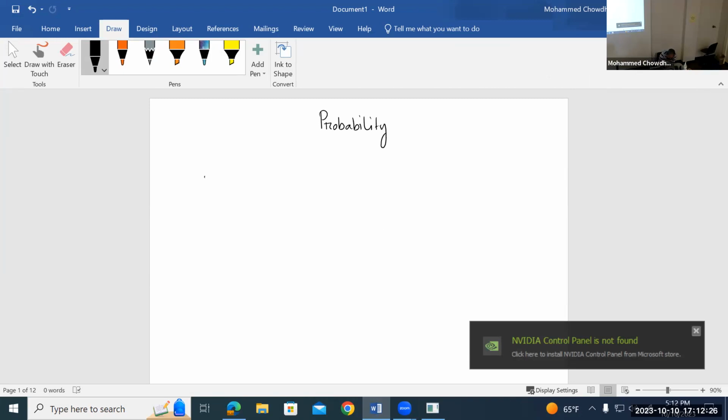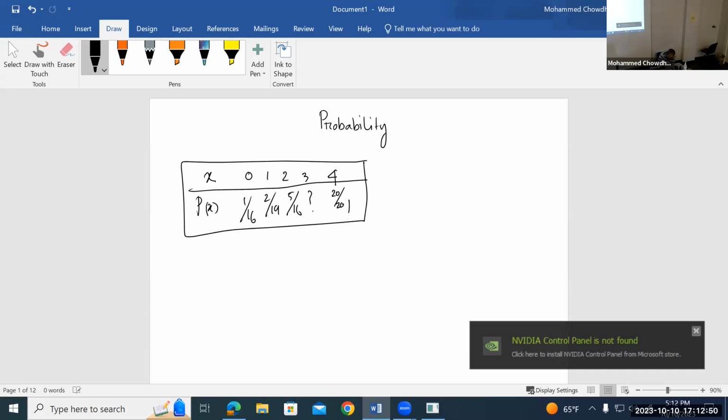So I was writing X is a random variable and P(x) is the associated probability. X takes the values 0, 1, 2, 3, 4. Suppose the probabilities are 1 over 16, 2 over 19, 5 over 16, this one is missing, and this is equal to 20 over 201. These are the probabilities given.